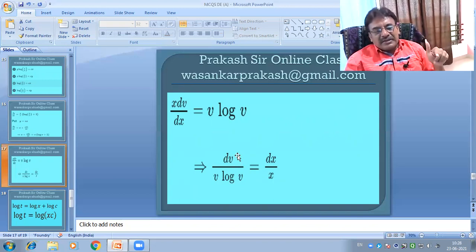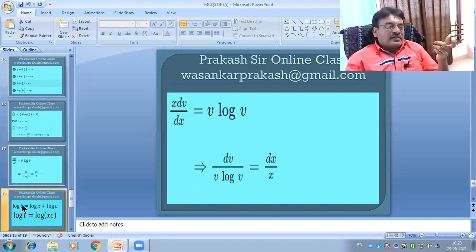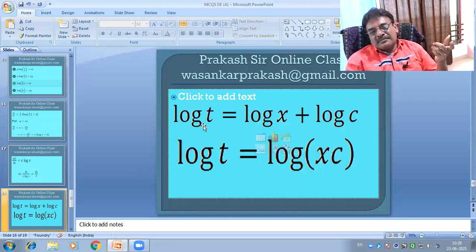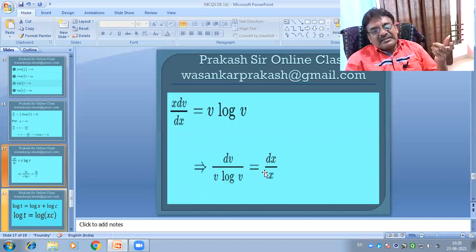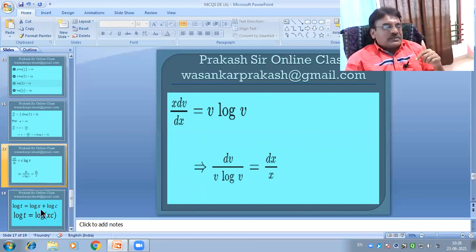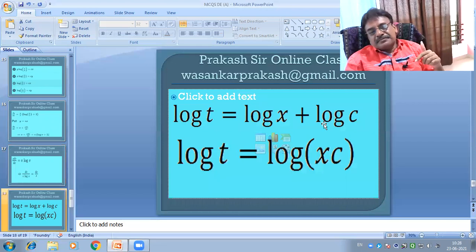So this is of the type integration dt upon t, and the integration of 1 by t into dt is log t. Therefore here the integration of LHS is log t. Then we find the integration of RHS, integration dx upon x, which is log x plus the integrating constant c. So here both sides contain log, so we write the integrating constant as log c.